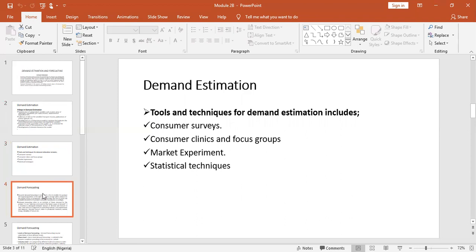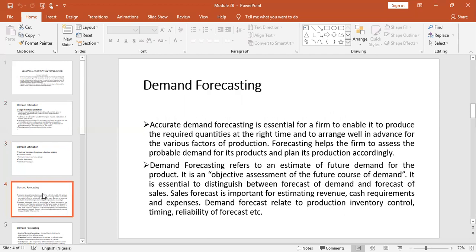There's something which is called demand forecasting as opposed to demand estimation. Accurate demand forecasting is essential for a firm to enable it to produce the required quantities at the right time, and to arrange well in advance for the various factors of production. Forecasting helps the firm to assess the probable demand for its product and plan its production accordingly. Demand forecast refers to an estimate of future demand for the product.